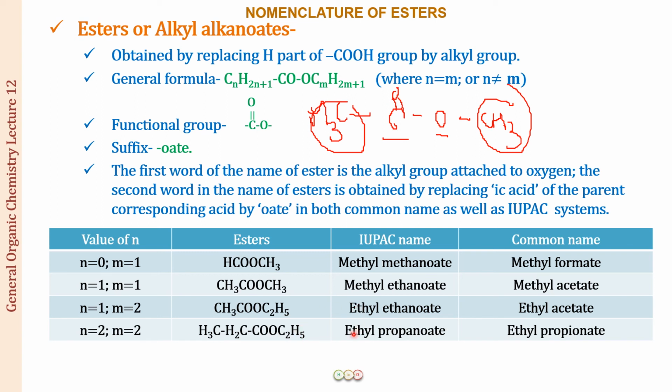So we have ethyl, and now this has a 3 carbon molecule. No, we are talking about the alkanoate part over here. The molecule has 5 carbon atoms, so this is going to be propanoate. So we have ethyl propanoate, and when we are talking about the common names, it is methyl formate, methyl acetate, ethyl acetate, and ethyl propionate. Fine, I hope this is clear.